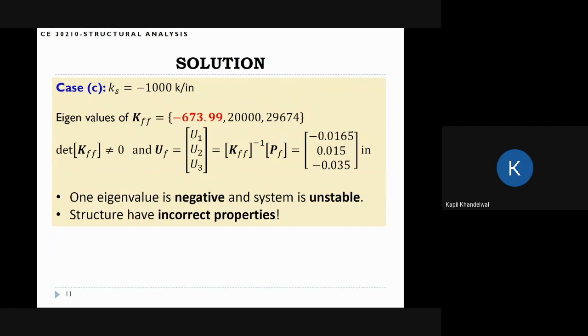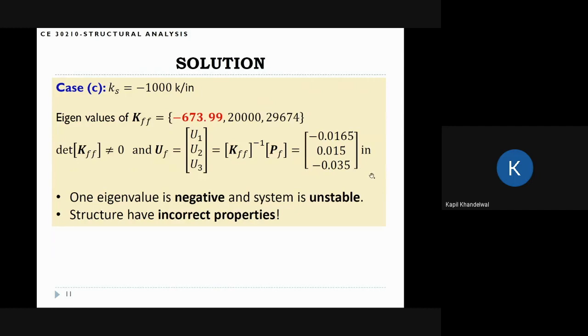So in this case, if you try to calculate the eigenvalues of KFF, you will see these 3 eigenvalues. The first eigenvalue is actually negative. Now you can see that one of the eigenvalues is negative, but none of the eigenvalues is 0. So determinant of KFF is still not equal to 0, and you will be able to calculate some displacement. Because KFF inverse exists, there is an answer here. So this is the answer.